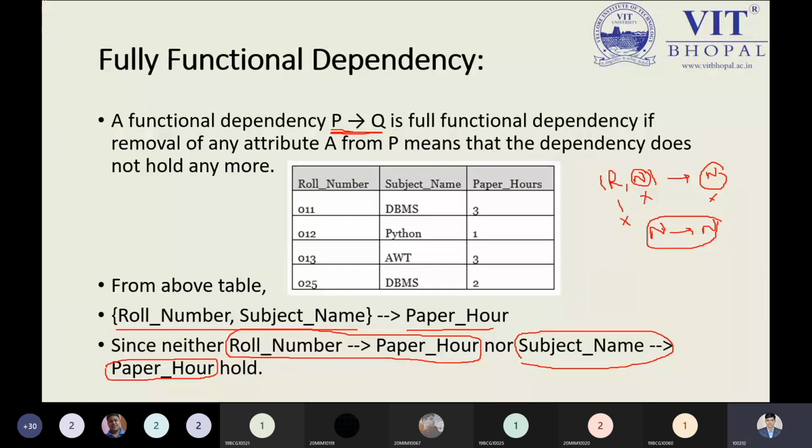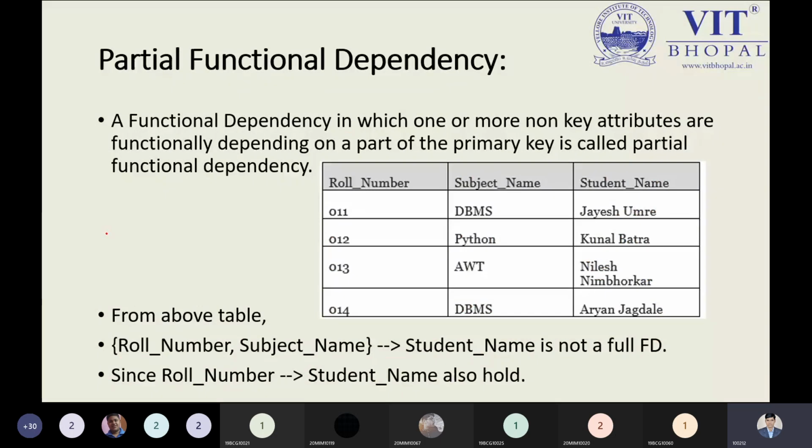So student, course. Okay, so we have the faculty and course. Suppose this is one example I'm taking. If I'm removing the course attribute, then will there be a relationship between the student and faculty? No, that was my point. So this is one example of a fully functional dependency. Now, clear? Yes. Okay.